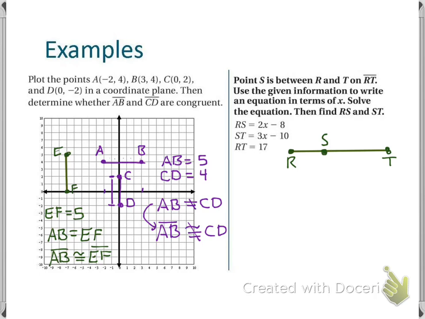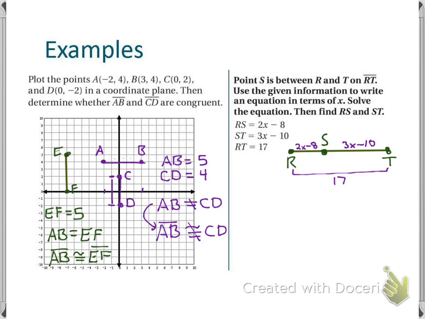Now we know RS is 2x minus 8. We know that ST is 3x minus 10. And we know that RT is 17. Now, it's asking us to solve for x and then find RS and ST. So we're going to set up an algebraic equation here, solve for x, then we can plug it back in to find what RS and ST are.